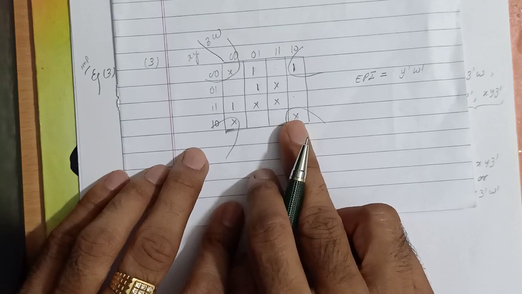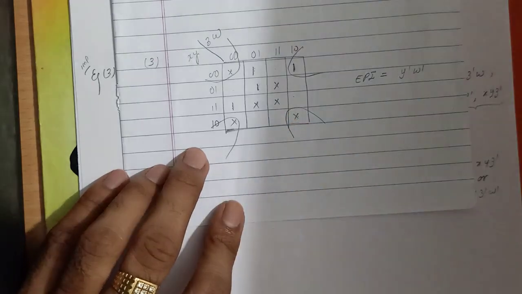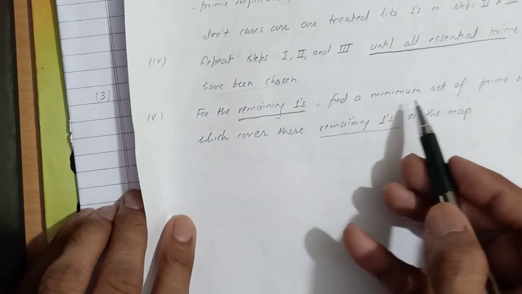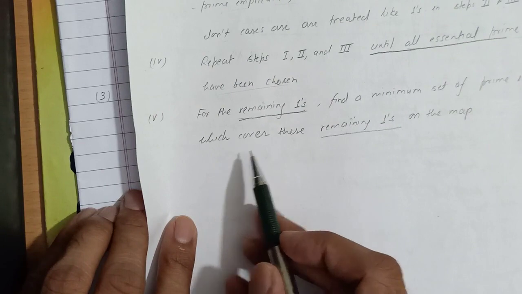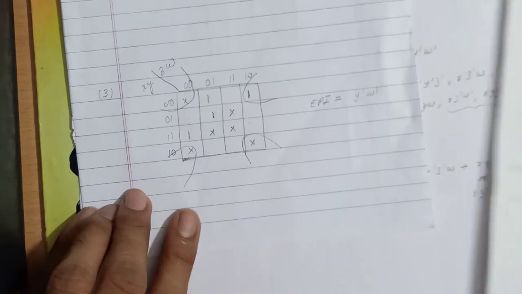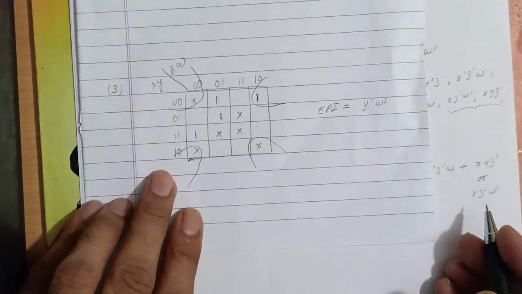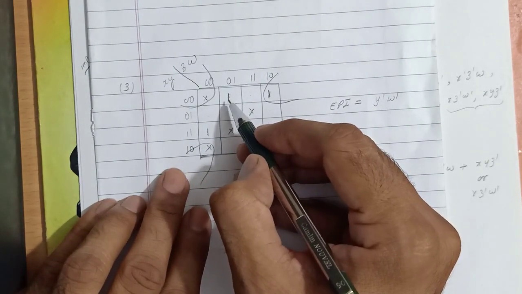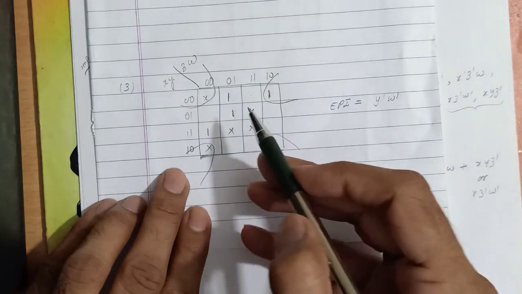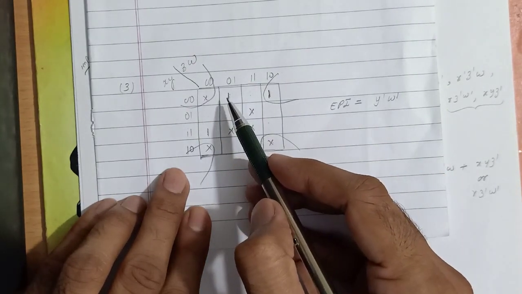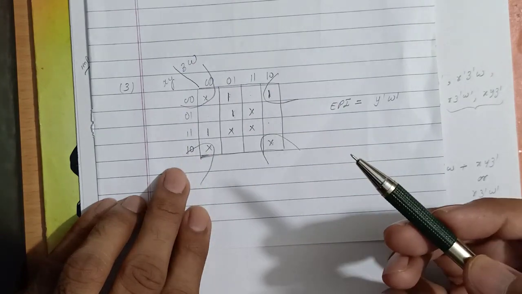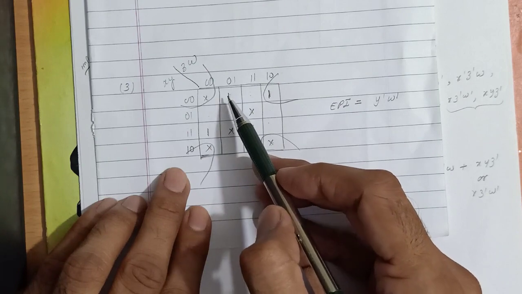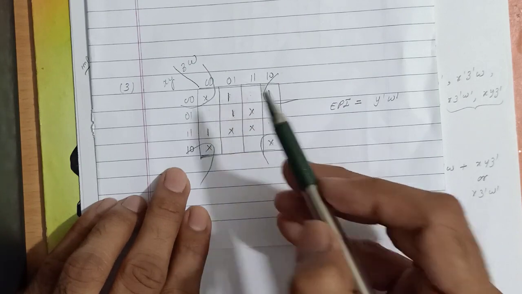Now what we have to do? Now according to the algorithm, after finding all the essential prime implicants, for the remaining ones we will find the minimum set of prime implicants that cover the remaining ones. Okay, so what are the prime implicants? Prime implicant means an implicant that is having minimum literals. That means a term on the K-map that is as big as possible.